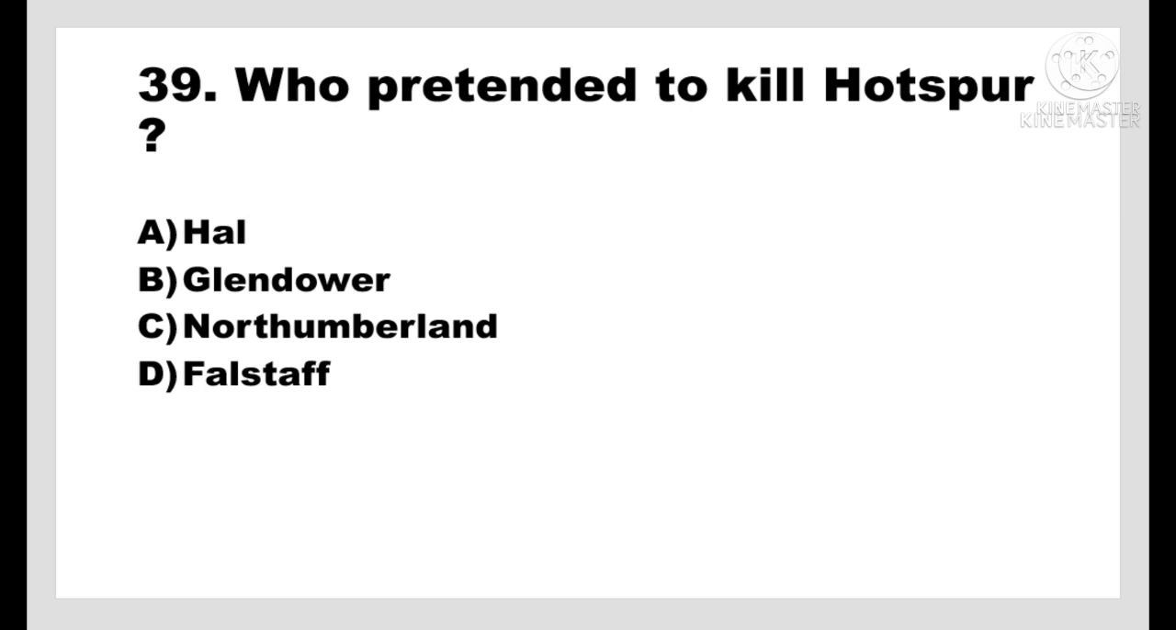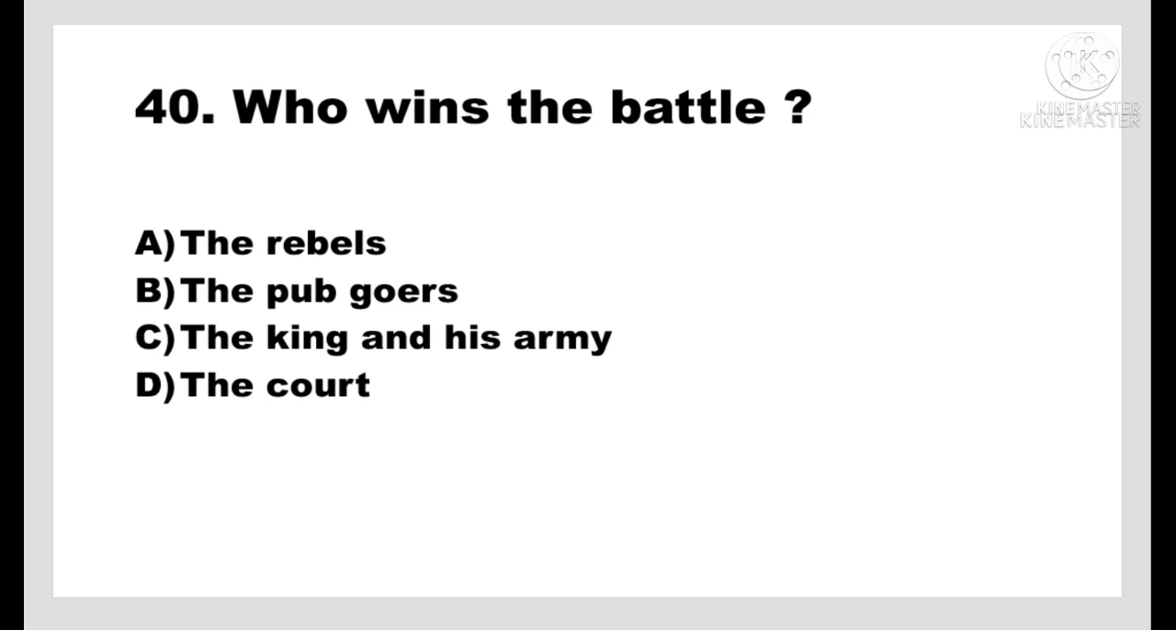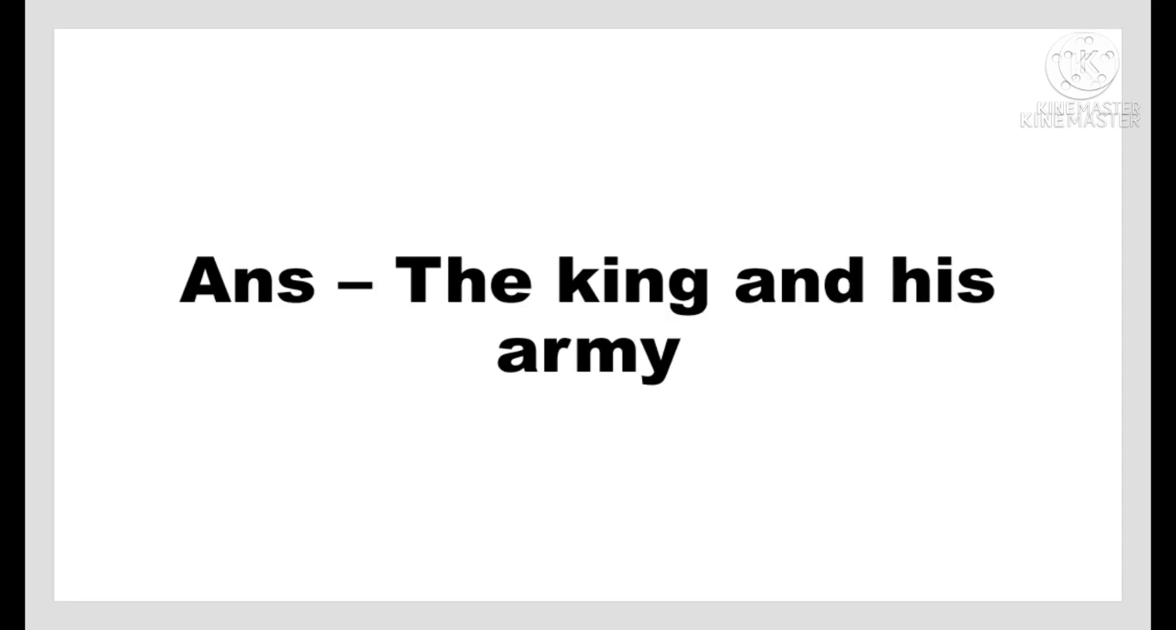Who pretended to kill Hotspur? Hal, Glendower, Northumberland, Falstaff. Answer: Falstaff. Who wins the battle? The rebels, the pub goers, the king and his army, the court. Answer: the king and his army.